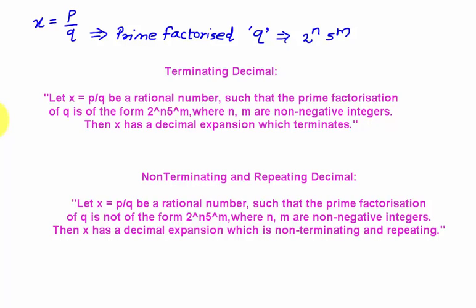Now let's take a look at the definition of non-terminating and repeating decimal. Let x equal p by q be a rational number. So this is the fraction we are considering, such that the prime factorization of the denominator q is not of the form 2 raised to n into 5 raised to m. That means the denominator contains prime factors other than 2 and 5, where n and m are non-negative integers. Then x has a decimal expansion which is non-terminating and repeating.